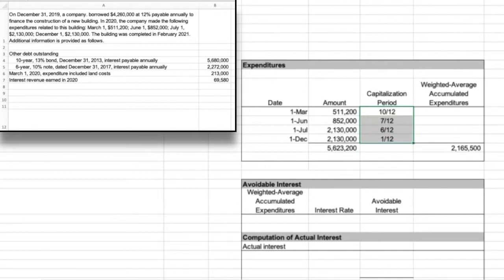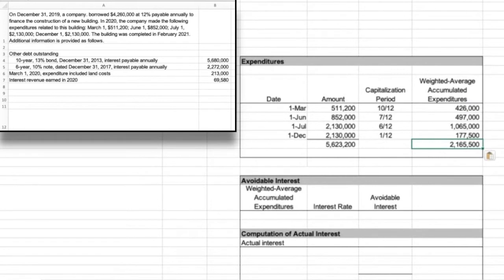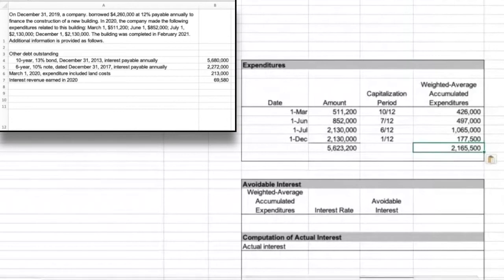Now, our weighted average accumulated expenditures are going to be the amount times the capitalization period. So 426,000 is 511,200 times 10/12, et cetera, which gives us a weighted average accumulated expenditures total of $2,165,500. That was the weighted average amount outstanding or used for the construction of the building. That's the amount on average across the year of cash it required to do this building.